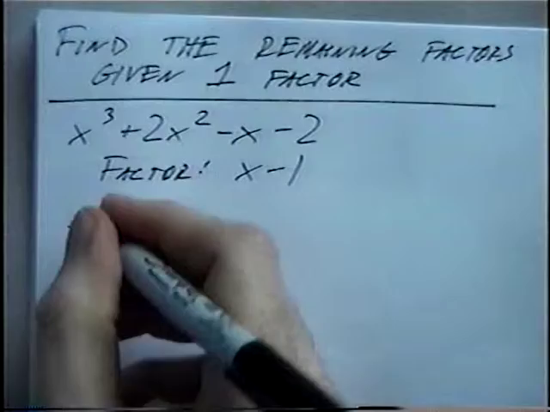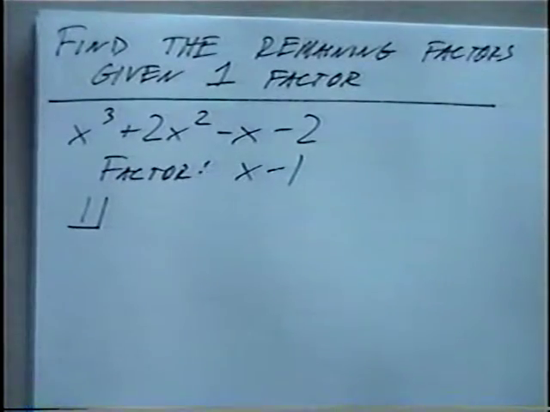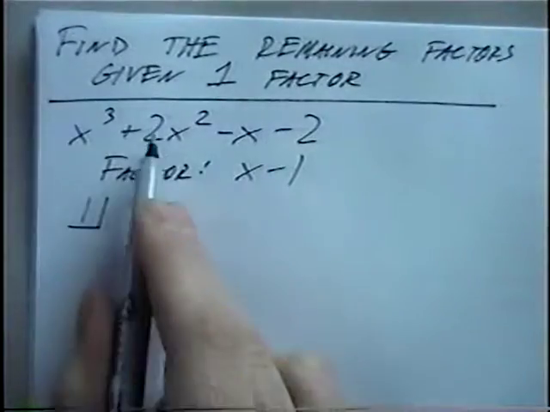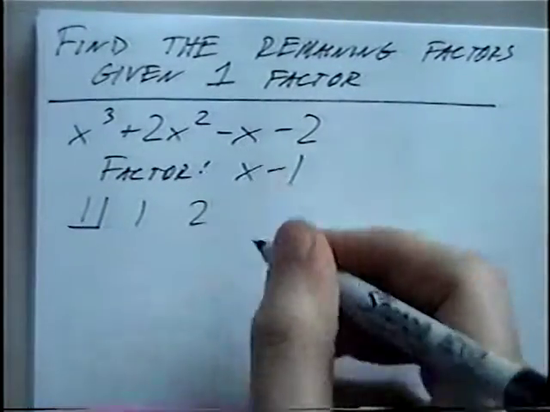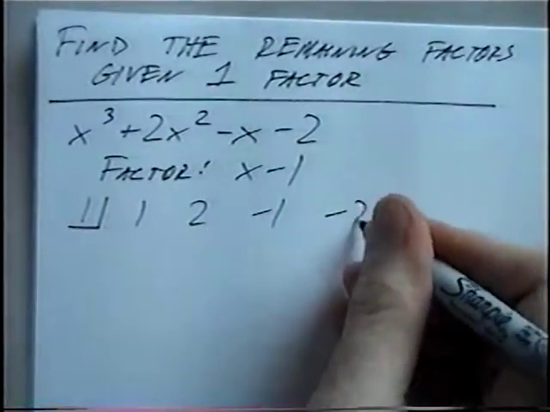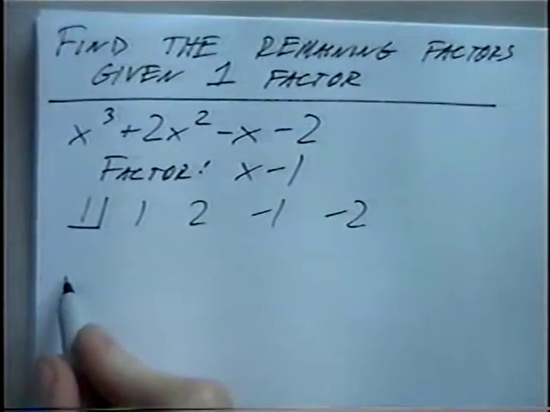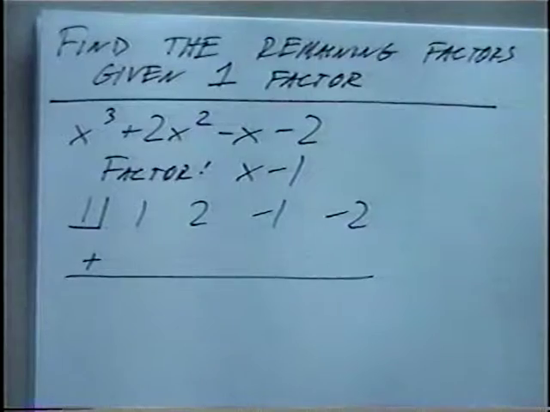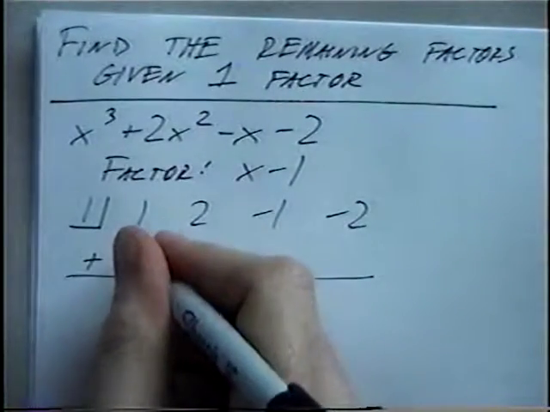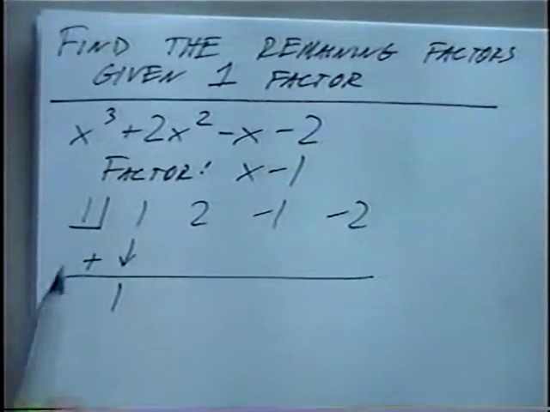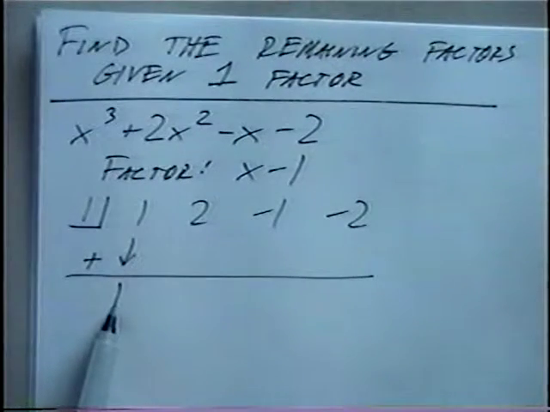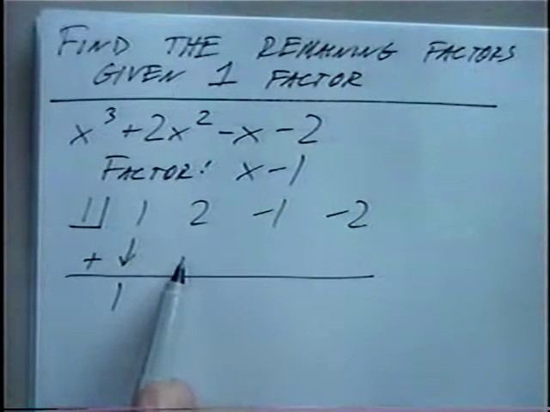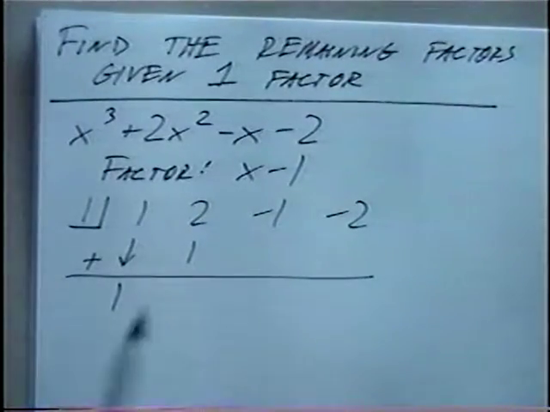X minus 1, the minus 1 changes to a positive 1. Take your leading coefficients, positive 1, positive 2, negative 1, and negative 2. Draw your line underneath, put your plus sign on there, and then divide. The first term drops down. Multiply the number in the box by your answer on the bottom. 1 times 1, which is 1, and that goes underneath the next number.